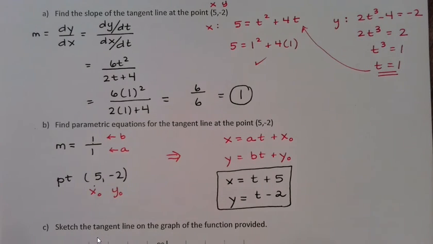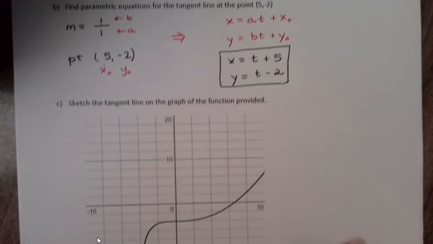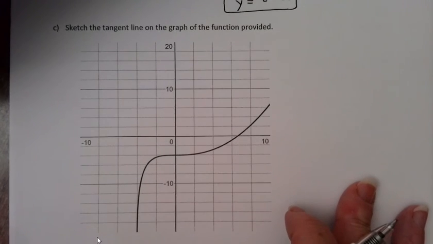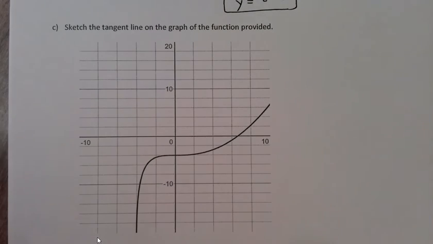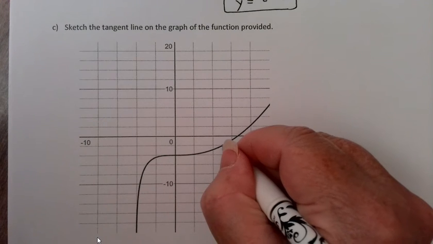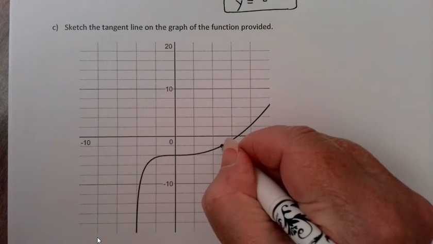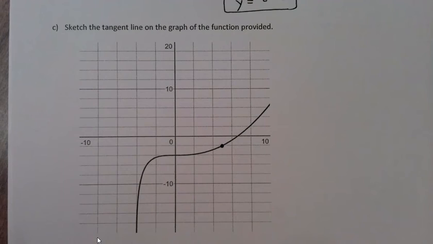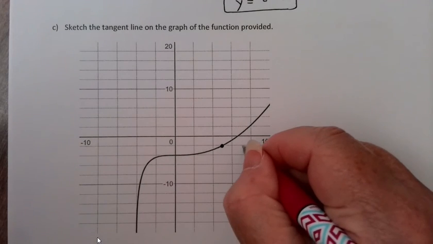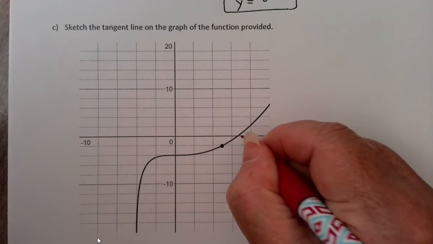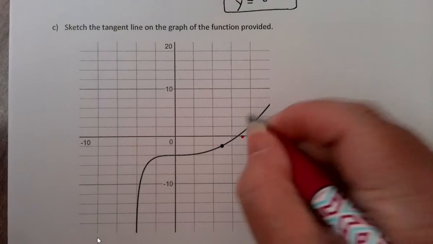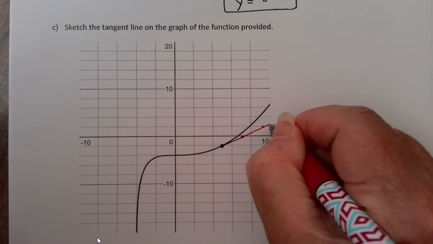Okay, last part of this problem just asks us to sketch the tangent line. The graph of the actual parametric function is provided. This is something, again, you can generate easily enough with a calculator or with Desmos. And we were looking at the equation of the tangent line at 5, -2. Would be right there. And it was a line with slope 1, so I'm just going to use the slope of 1 to sketch it. If I go over 1, I go up 1. Over 1, up 1. There's my tangent line.